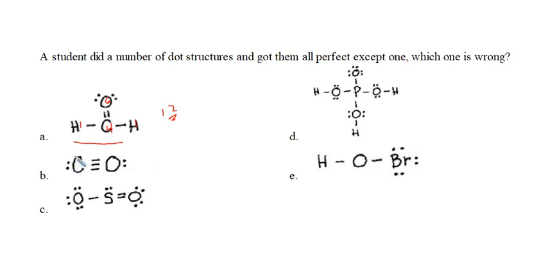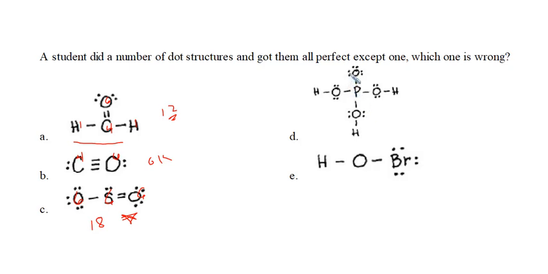This one has carbon, which has 4. Oxygen has 6. For a total of 10. 2, 4, 6, 8, 10. So this one's okay. This one here, oxygen has 6, sulfur 6, and oxygen has 6 for a total of 18. So let's count it up. 2, 4, 6, 8, 10, 12, 14, 16, 18. It's got the right number. So this one here has to also be correct.